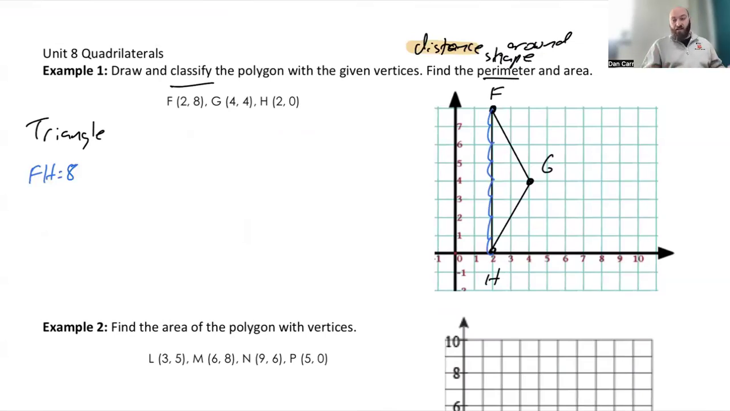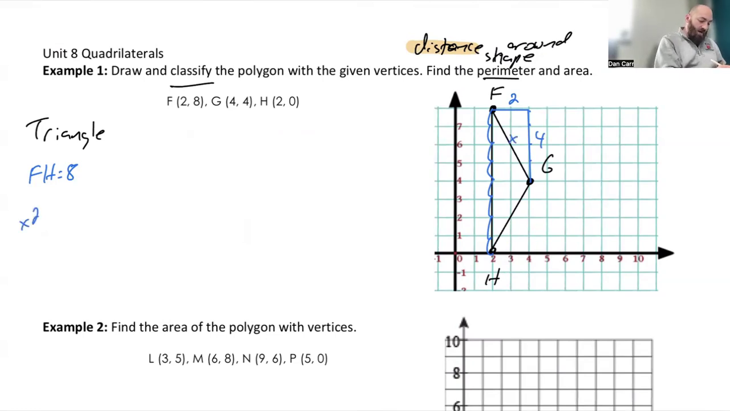FG is not on that straight line. It's not on a vertical or horizontal line. But I can do this. If I want to find the distance between points F and G, I can model it using a right triangle now. This is 2, and this is 1, 2, 3, 4. So I can do the Pythagorean theorem with that. I'm going to call that x for right now.